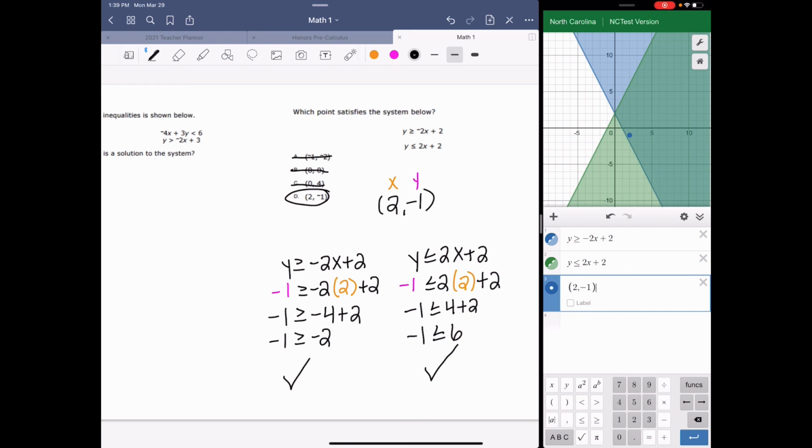So a system of inequalities, if you do it algebraically, when you plug your values in, your coordinate value, then it has to be true for both statements. If you look at it graphically, you're looking at the overlap. That's the only place that the point is going to work for both.